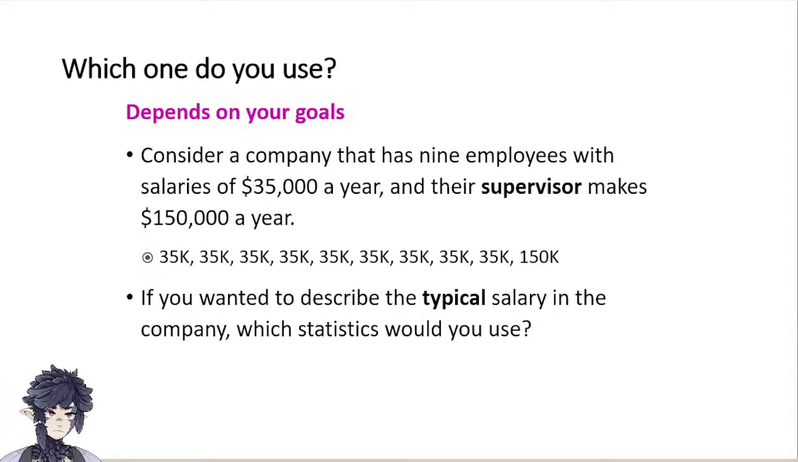So let's say you work for a company. This company has 9 employees. 9 of these employees make $35,000 a year, and they have a supervisor who makes $150,000 a year. If your friend is applying to work at this company and wants a realistic idea of how much they're going to make, which measure of central tendency do you think you'd use? You want to give your friend a realistic idea of how much money they're going to make.